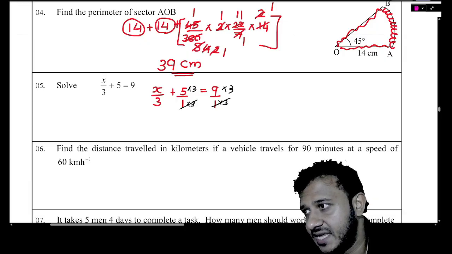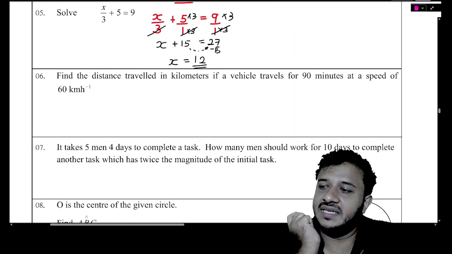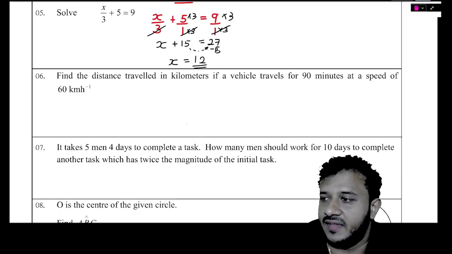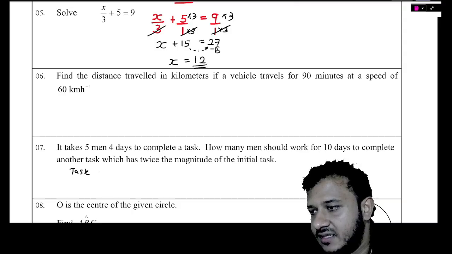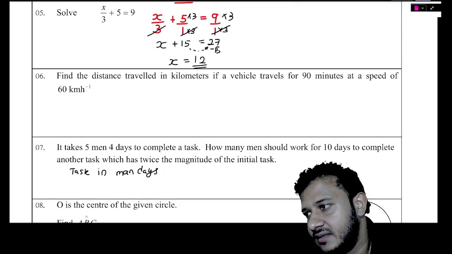So denominators cancel out. So x plus 15 equals 27. Plus 15 goes to the other side as a minus 15, and that will give you x equals 12. It takes 5 men 4 days to complete a task. That means what is the man days of this task? Task in man days is 20.